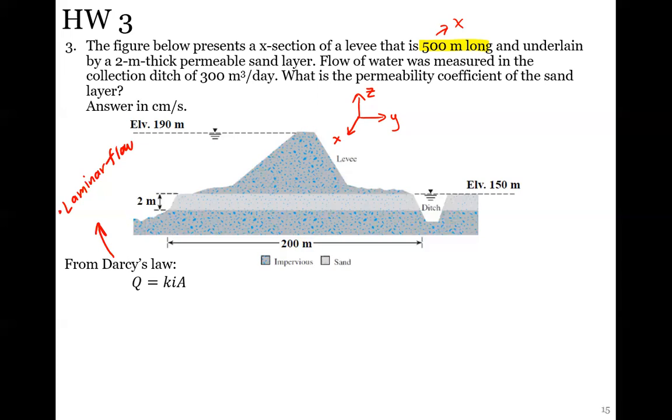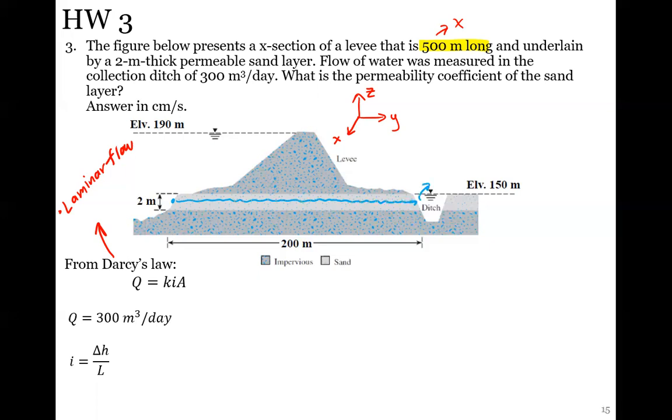So from Darcy's law, Q equals KIA. Our Q is our flow rate, which is given to us as 300 cubic meters per day. Our hydraulic gradient is the change in head divided by the path or the length of the water traveling. So that would mean that the water enters right here at this ditch and then flows through this soil layer, flows all the way out, and then comes out here.